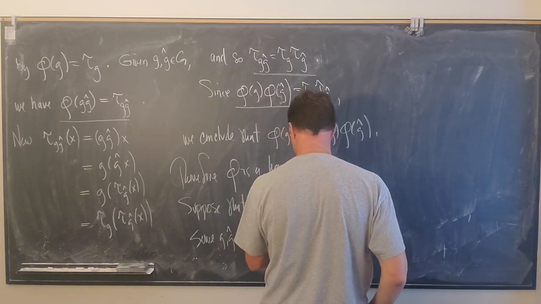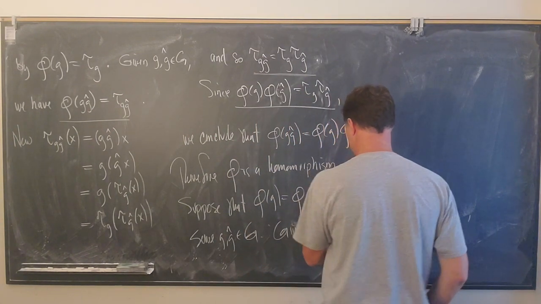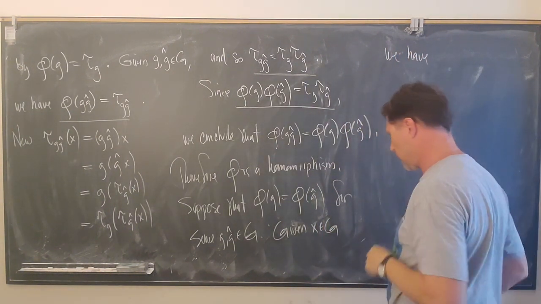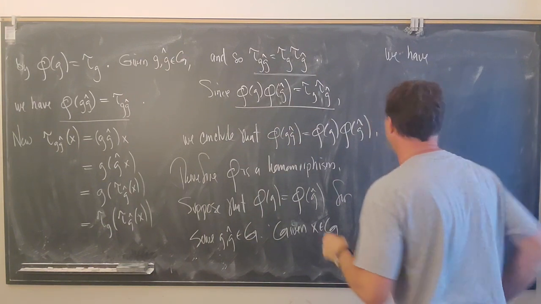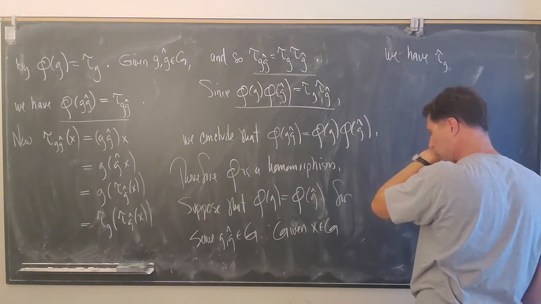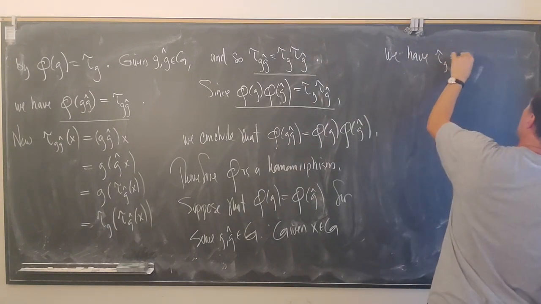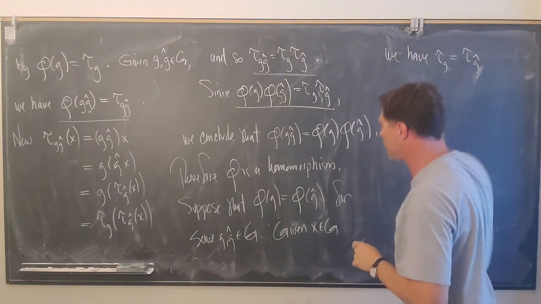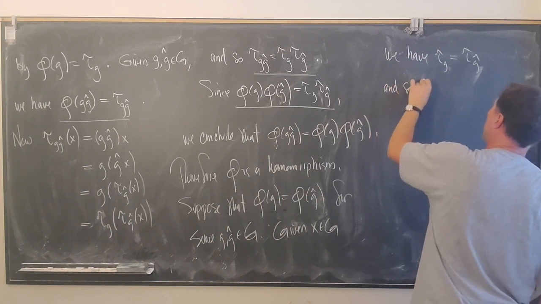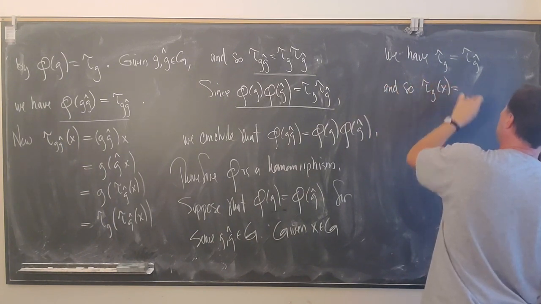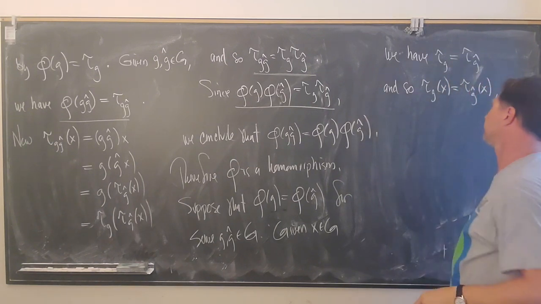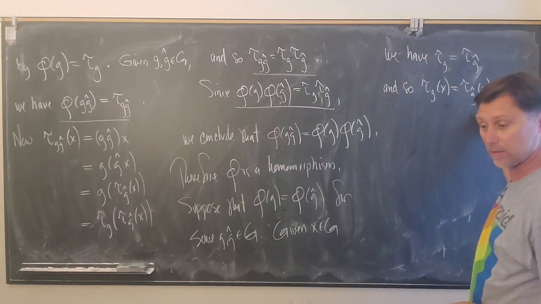Given little x in capital G, we have tau sub G equal to tau sub G of tau sub G hat. That's because of this. And so tau sub G of x has to equal tau sub G hat of x. Right? They're the same function, so they got to do the same thing to x.